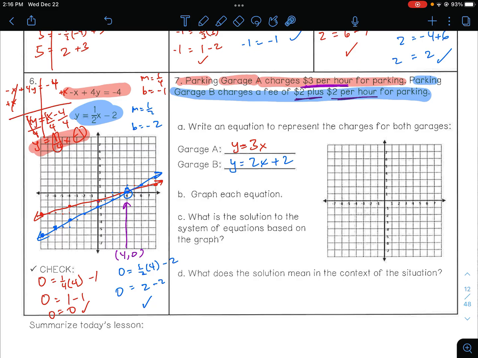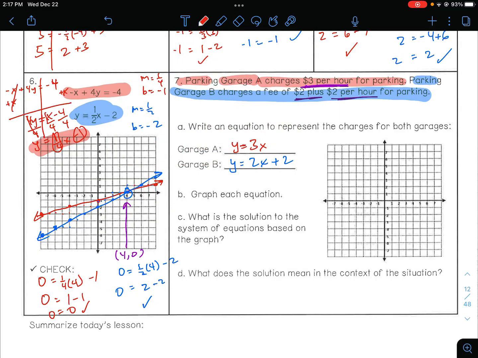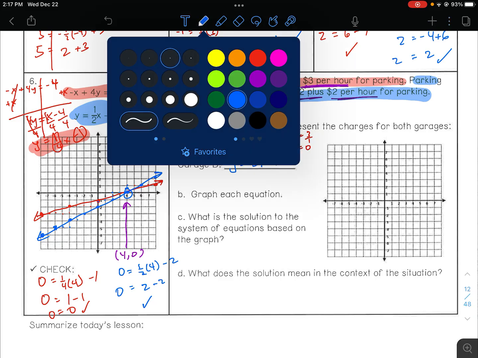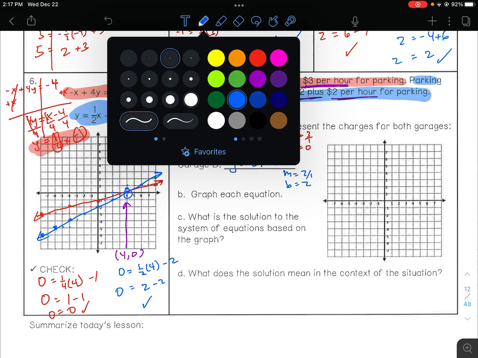Graph each equation. What is the solution to the system of equations based on the graph? And what does the solution mean in the context of the story? Well, let's graph it first. So, let's see. Our slope is 3, or 3 over 1. Our y-intercept is 0. And for our blue line, our slope is 2 over 1, and our y-intercept is 2. So let's start off by graphing the red line.